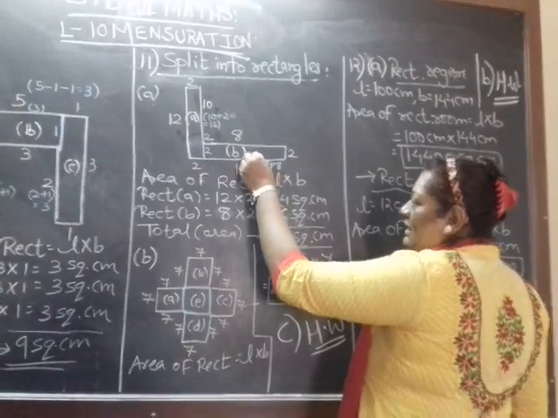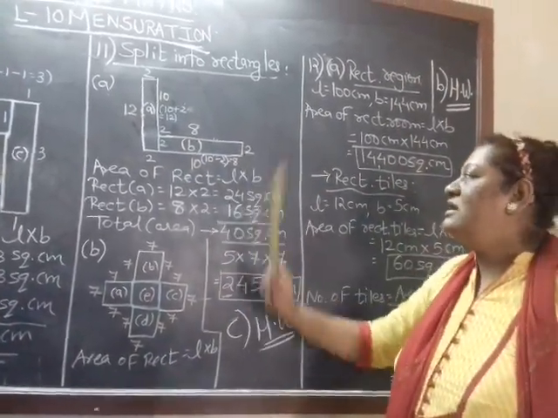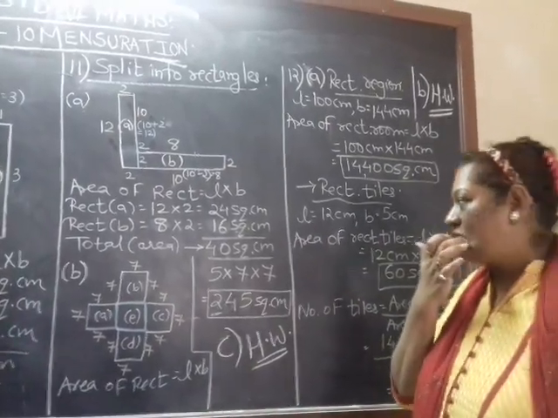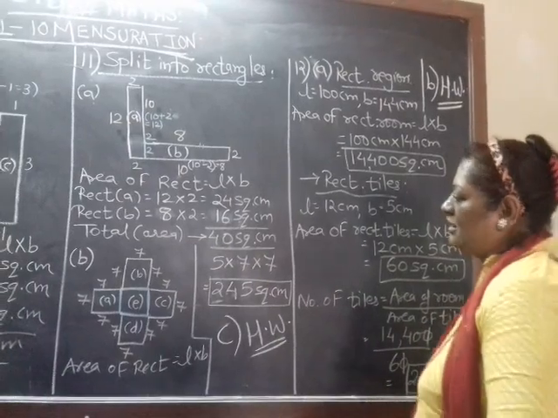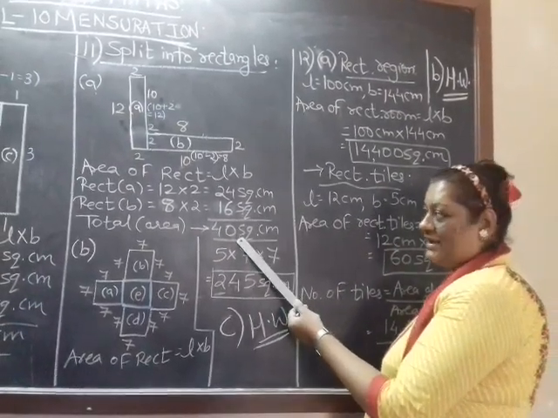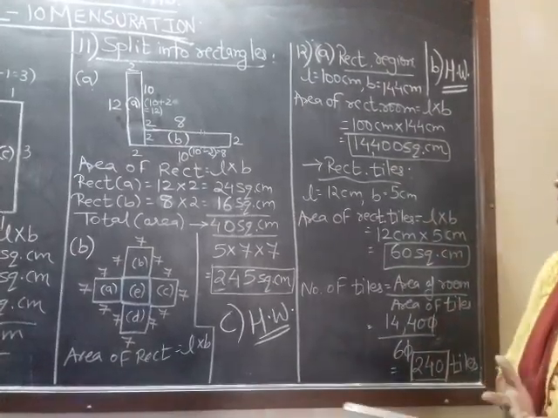Now this length and this length become the same. 8 centimeter, 8 centimeter, and breadth is 2 centimeter, 2 centimeter. So L into B, 8 into 2, 16 square centimeter. Find out the total area by adding both the rectangles A and B. So the answer is 40 square centimeter.